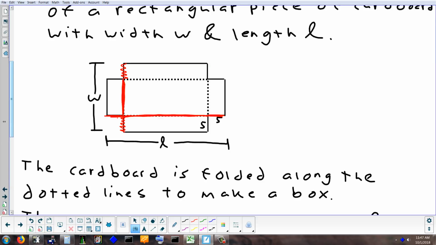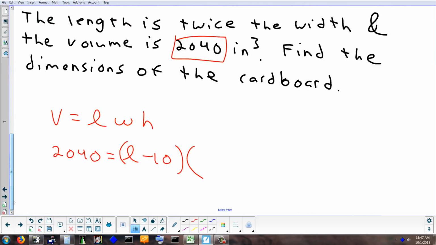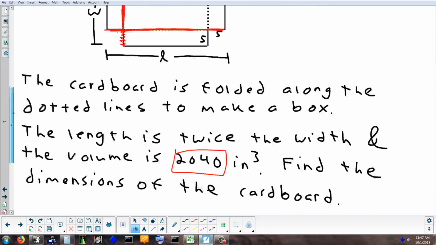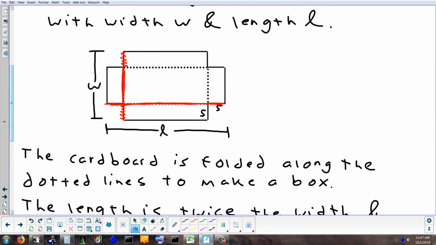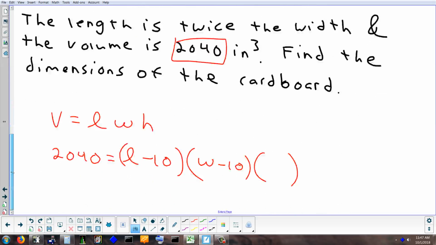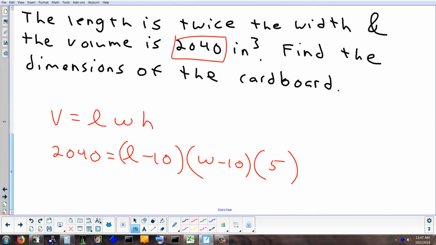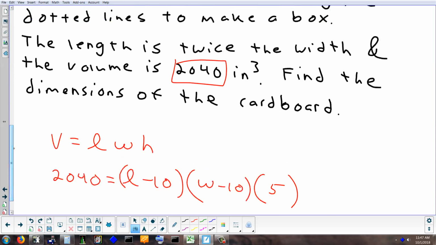Exactly, it's W minus 10. That's the width of the box. And now the height, what's the height of the tray that I'm making? Yeah. It'd be 5, because when you fold up the side, it's going to be 5 inches tall. So the height is 5. Now the only problem with that is we have 2 variables, but there's something we didn't use yet.